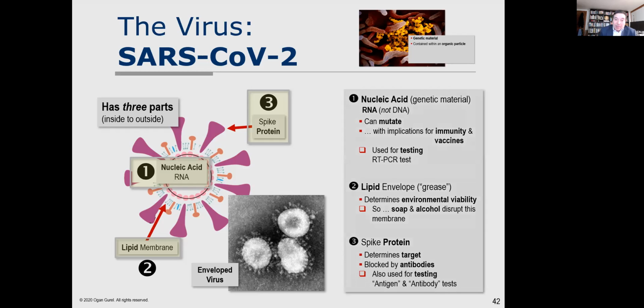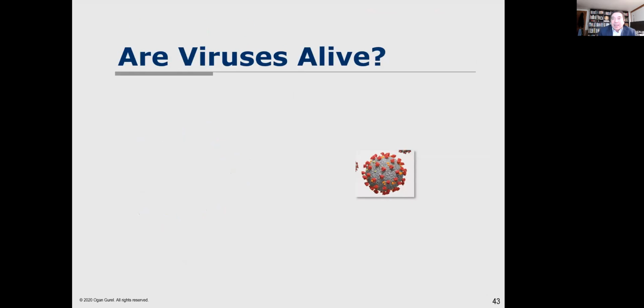Now, the third element is that protein on the surface, and that determines the target. The spike protein, as we'll see, will target a specific kind of cell in the body, and that has important implications. Now, the other important thing about this surface protein is that it's blocked by the antibodies. The antibodies are those defensive molecules that are ultimately stimulated by a vaccine or natural immunity. And in some cases, the surface is also being used for testing in terms of the antigen and antibody tests.